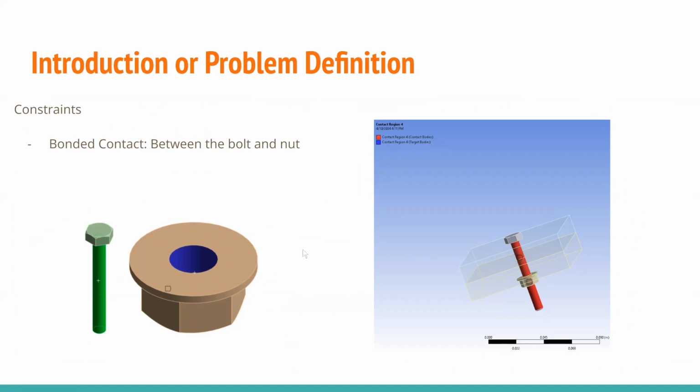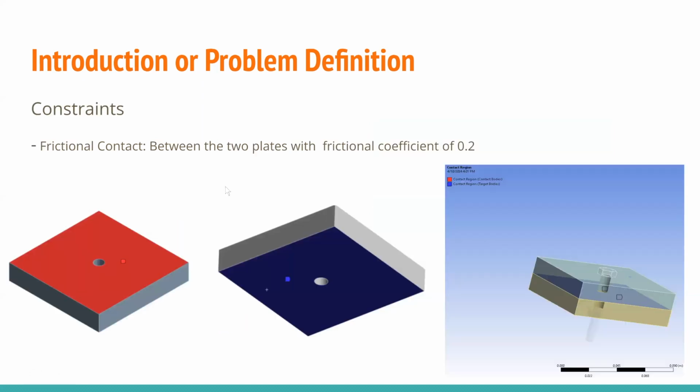So for this one, it was the bonded contact between the bolt and the nut, as you can see here. And this is in ANSYS once the system was in ANSYS. And then another one was between the 2 plates. We had frictional contact between the 2 plates. As you can see here on the right again, the system in ANSYS, the contact points between the 2 plates.